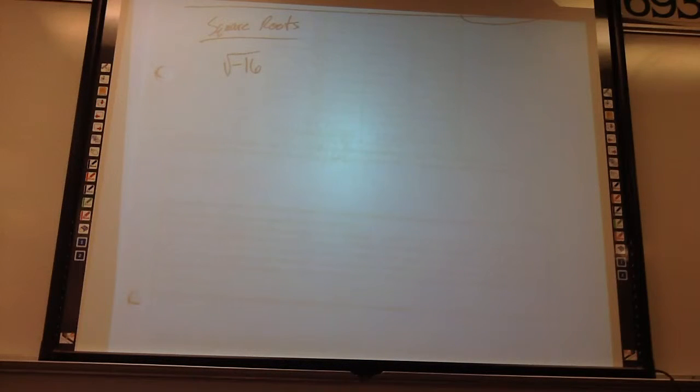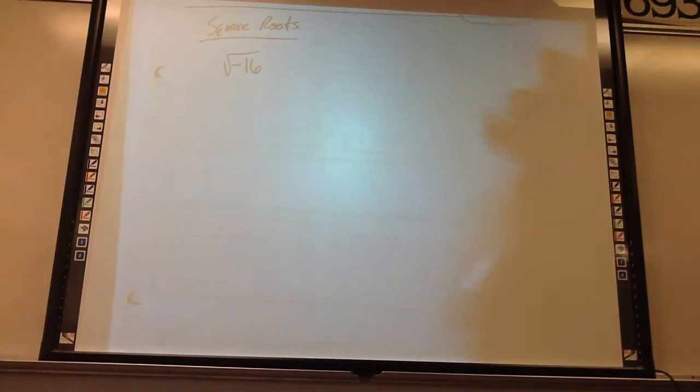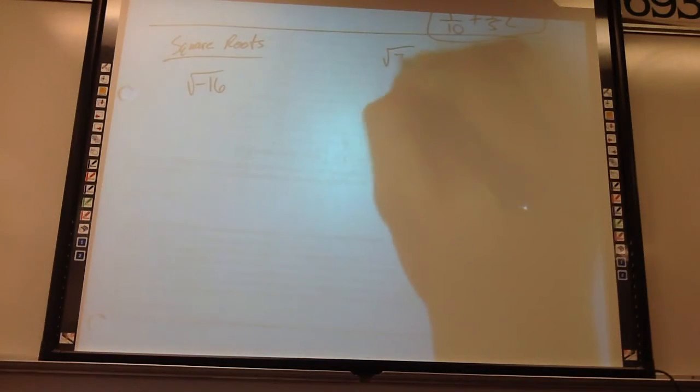Remember when we would break apart square roots? Like, if you had the square root of 75, you would go, oh, that's 3 times 25. And the square root of 25 is 5. The square root of 3, I'll just leave it in there, so it's 5 root 3.